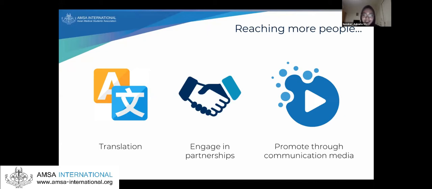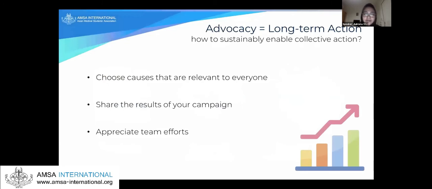And you can also engage in partnerships, because once again, the NGOs in the area you're targeting may be more familiar with the right way to advocate to their communities. And you can also promote your activities through communication media, such as Instagram ads or mass media like TV shows or news.